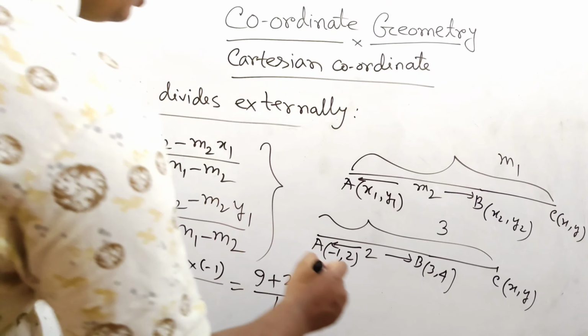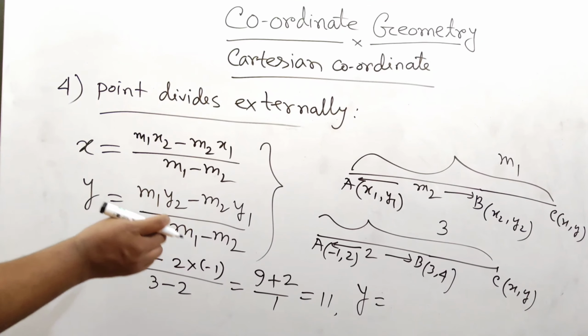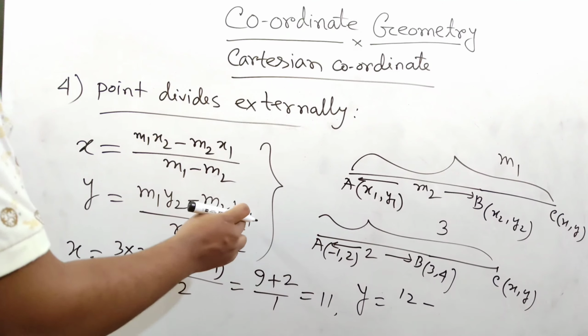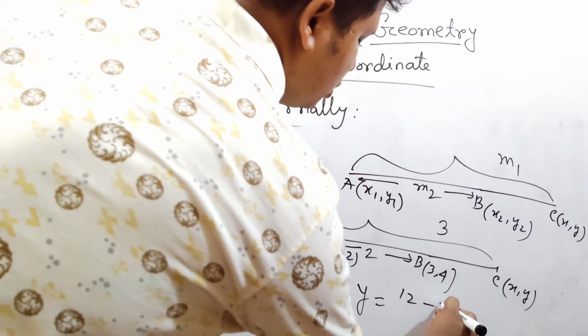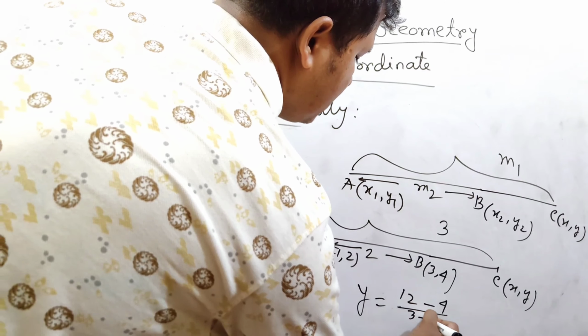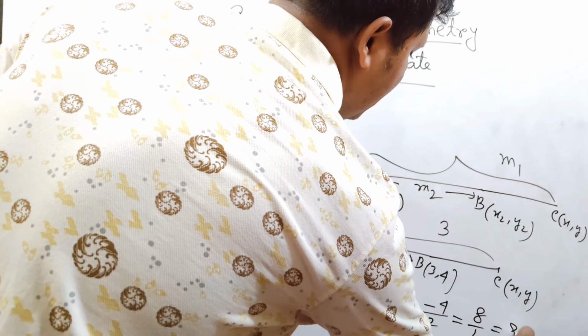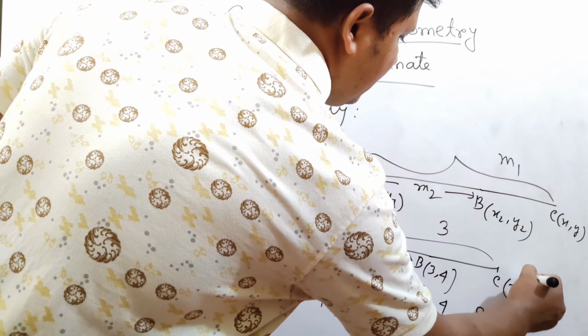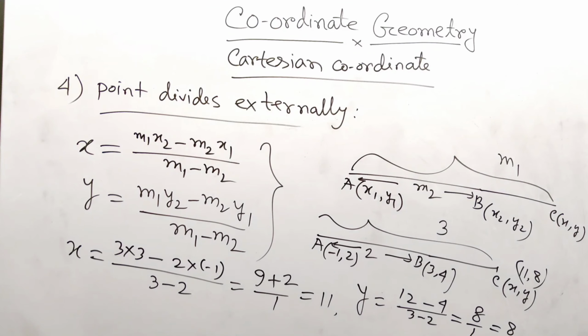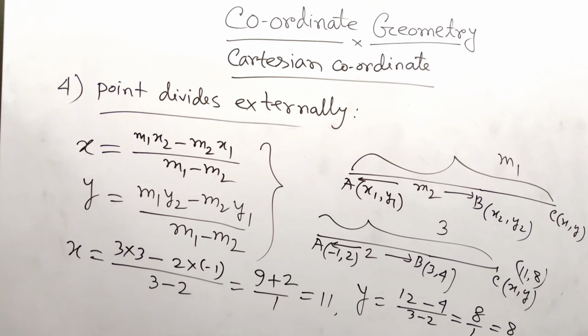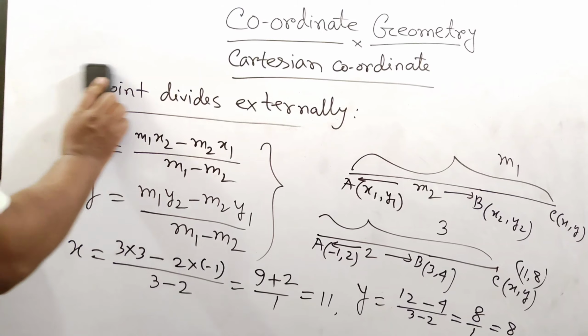Okay, the same thing for the value of y. We can write it directly: m1 y2, that is 3 into 4, that is 12, minus m2 y1, that is 2 into 2, that is 4, divided by 3 minus 2, that is 8 over 1, equal 8. That means this point is (11, 8). So this is the point C, which divides the line AB externally. Okay, this is the formula for finding any point if this point divides any line segment externally.